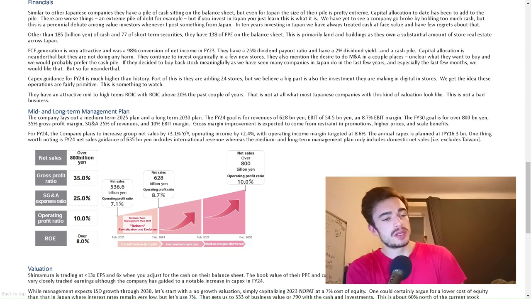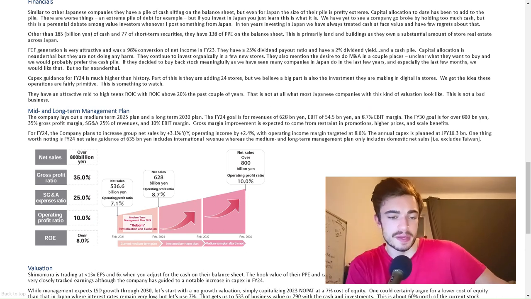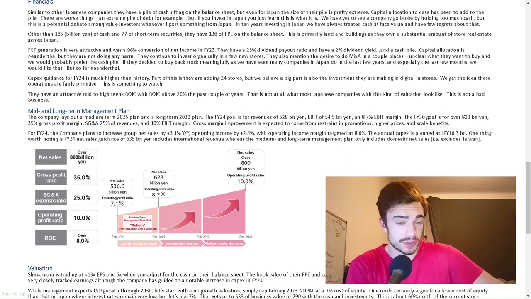Financials. Similar to other Japanese companies, they have a pile of cash sitting on the balance sheet. But even for Japan, the size of that pile is pretty extreme. Capital allocation to date has been to add to the pile. There are worse things, an extreme pile of debt, for example. But if you invest in Japan, you just learn this is what it is. We have yet to see a company go broke by holding too much cash. But this is a perennial debate among value investors whenever I post something from Japan. In 10 years investing in Japan, we have always treated cash at face value and have few regrets about that.